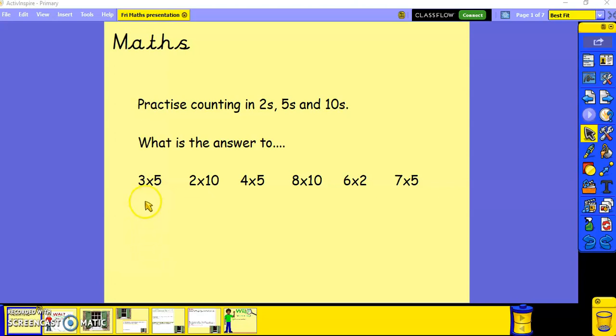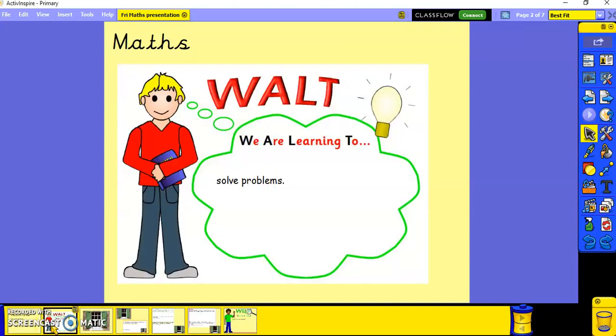Okay, the answers are 3 times 5 is 15. 2 times 10 is 20. 4 times 5 is also 20. 8 times 10 is 80. 6 times 2 is 12. And 7 times 5 is 35. So well done to everybody who worked out the correct answers.